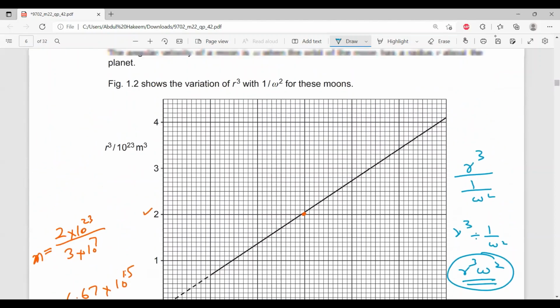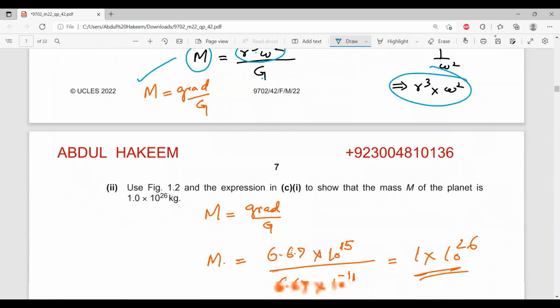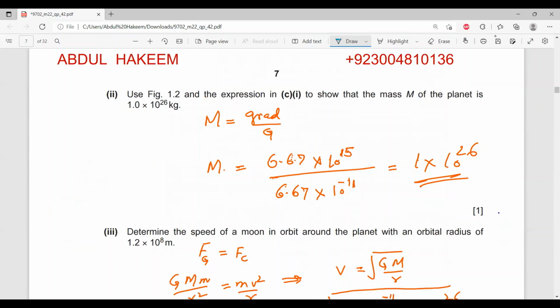So look at this. Suppose we take these coordinates, this one, this one. The value is 2 times 10 to the power 23 vertically, and on the x-axis, this is 3 times 10 to the power 7. So the gradient, y-axis over x-axis, comes to 6.67 times 10 to the power 15. This is the gradient. I took this point. So 6.67 times 10 to the power 15, the gradient, divided by the value of G, 6.67 times 10 to the power minus 11. And then the answer comes to this, hence it is proved.